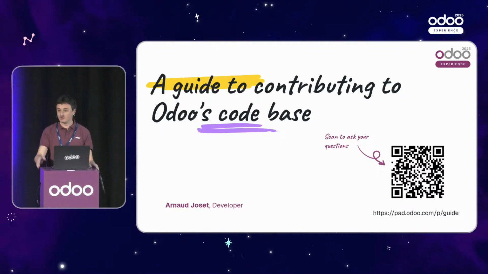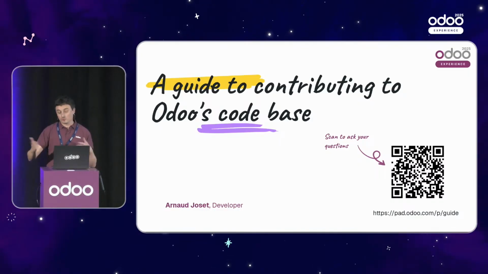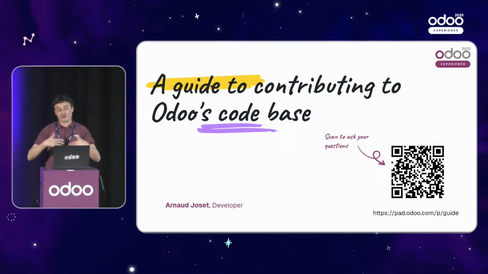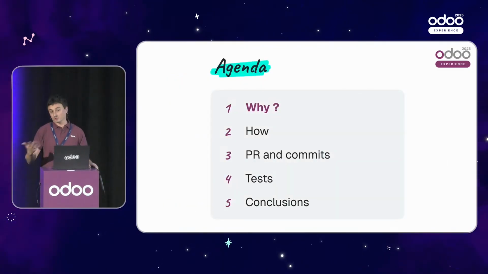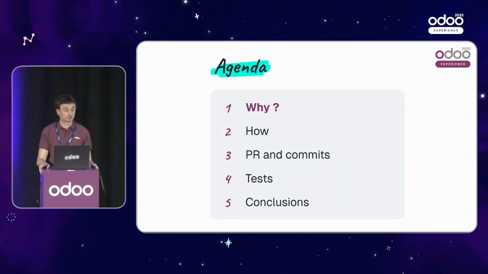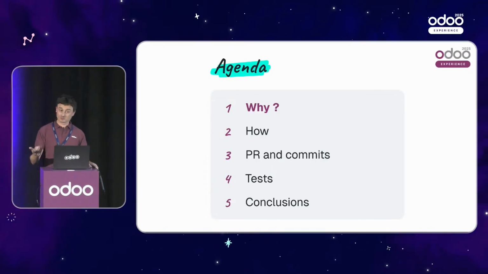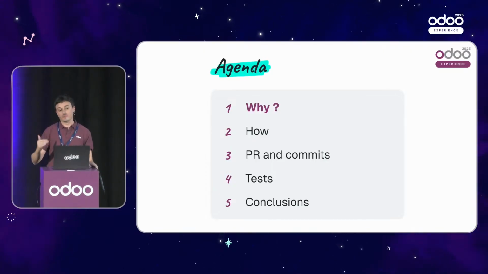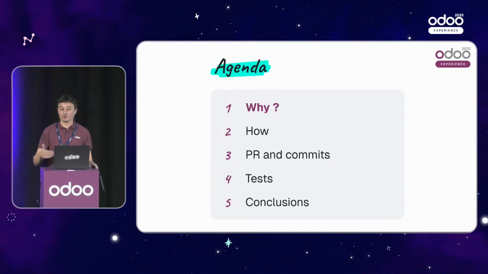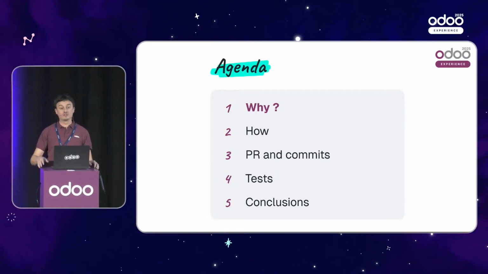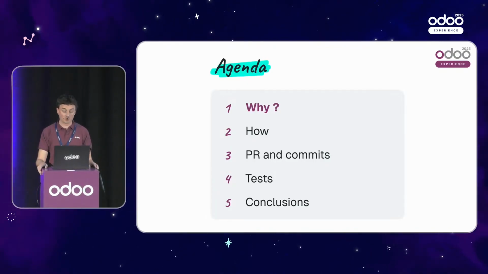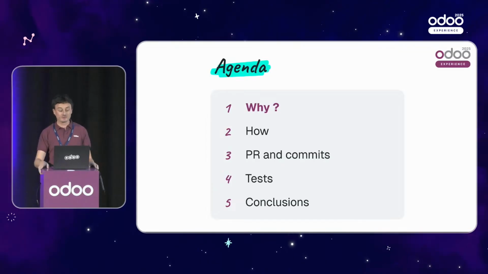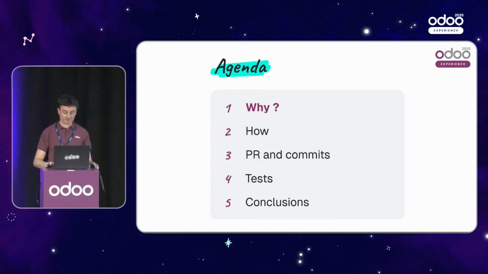Some of you may be developers, and I will explain how we can interact on pull requests to make sure that your code is merged. First I will explain why you may want to contribute to the Odoo code base. I will also explain how to do it to have the highest chance to have your pull request merged. I will explain the guidelines, what we expect from a pull request on the GitHub Odoo. I will talk a little bit about tests and finish with the conclusions.